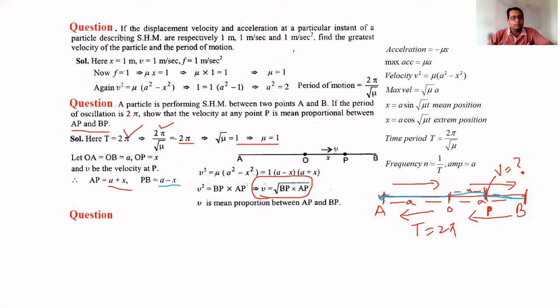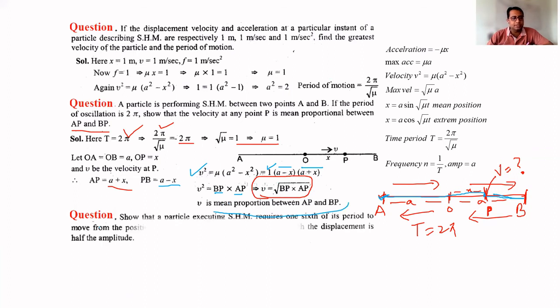Right? So the formula for the velocity is V square is mu A square minus X square. Mu the value is 1, and we will write A minus X and A plus X. A minus X means BP and A plus X means AP. So V is under root of BP into AP. That is V is the mean proportional between AP and BP. This is the thing we needed to do. Another question, this is an important question.